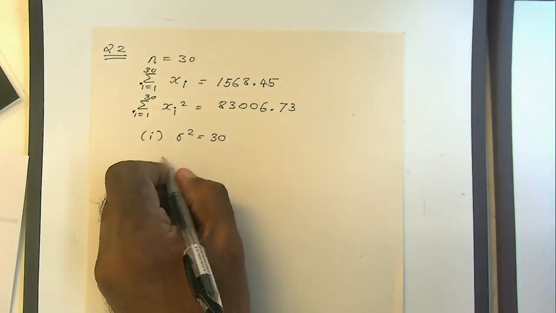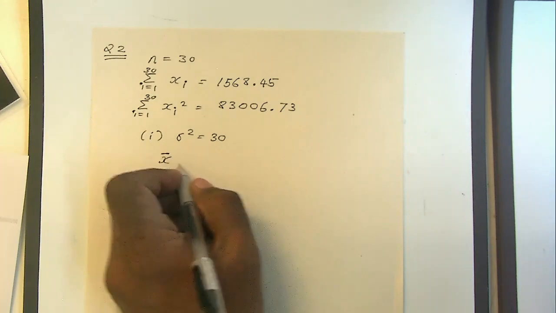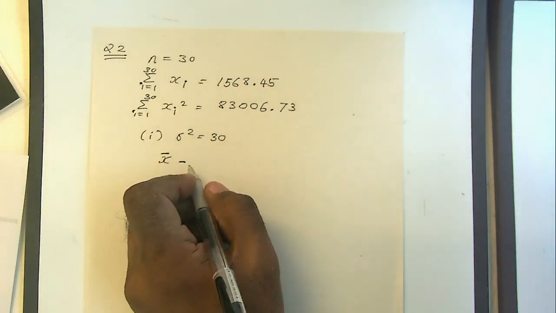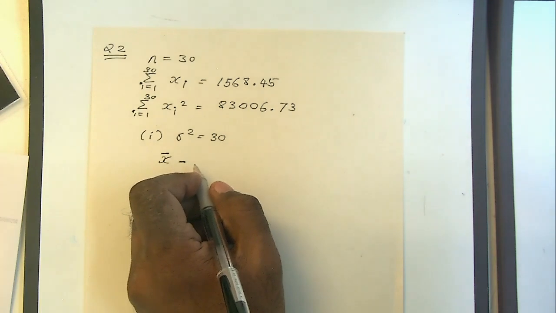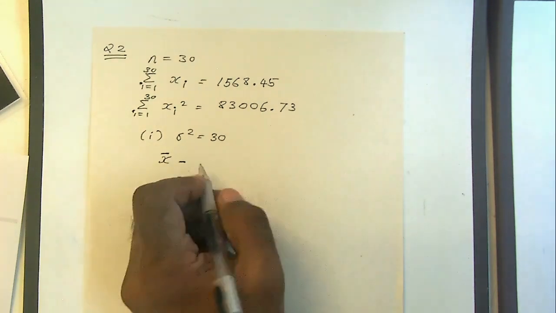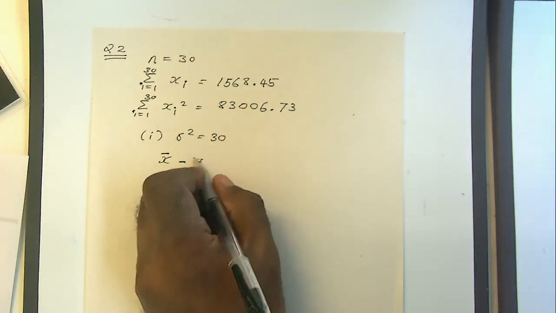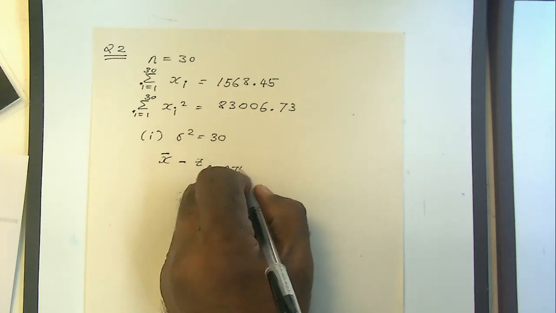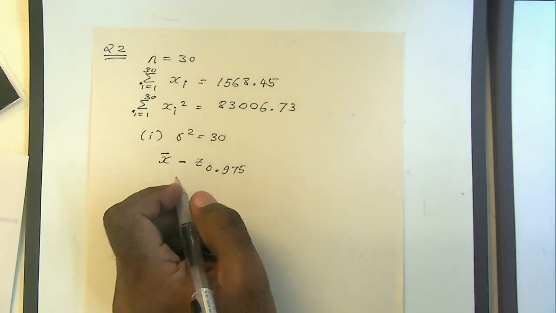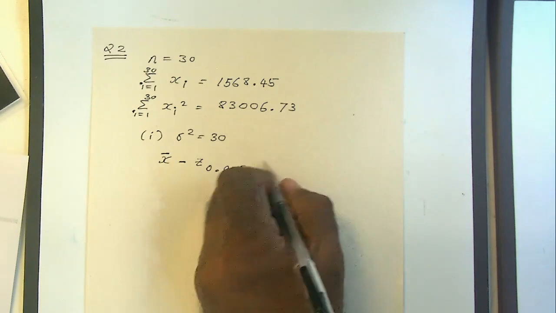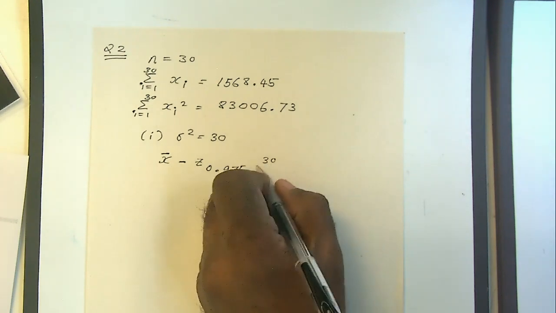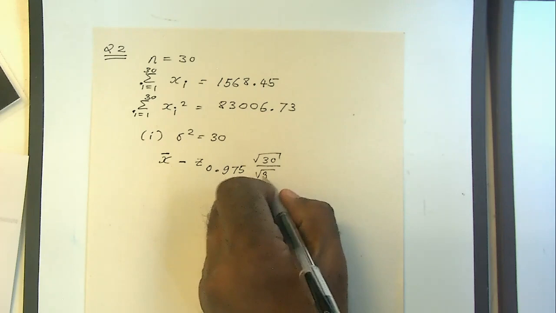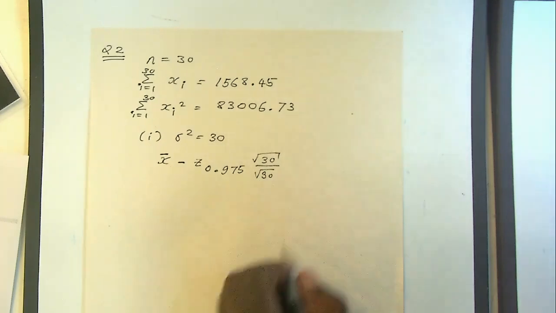Which is x bar minus... you want the 95%, is that right? 95% means this will be 0.975. Yeah. Sigma, which is 30. Sorry, sigma is the square root of 30, and is also this.